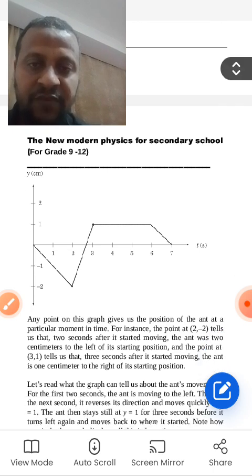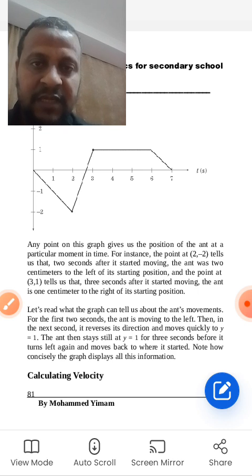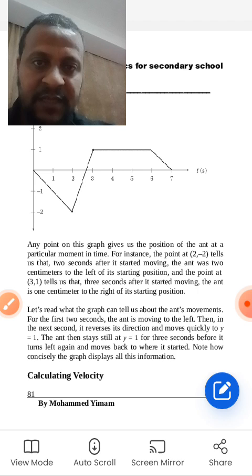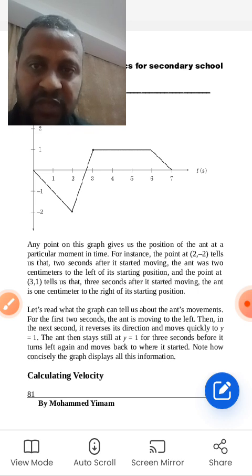Any point on this graph gives us the position of the ant at a particular moment in time. For instance, the point at 2 and -2: the time is 2 seconds, and the position is -2. Y tells us that 2 seconds after it started moving, the ant was 2 centimeters to the left of its starting position.